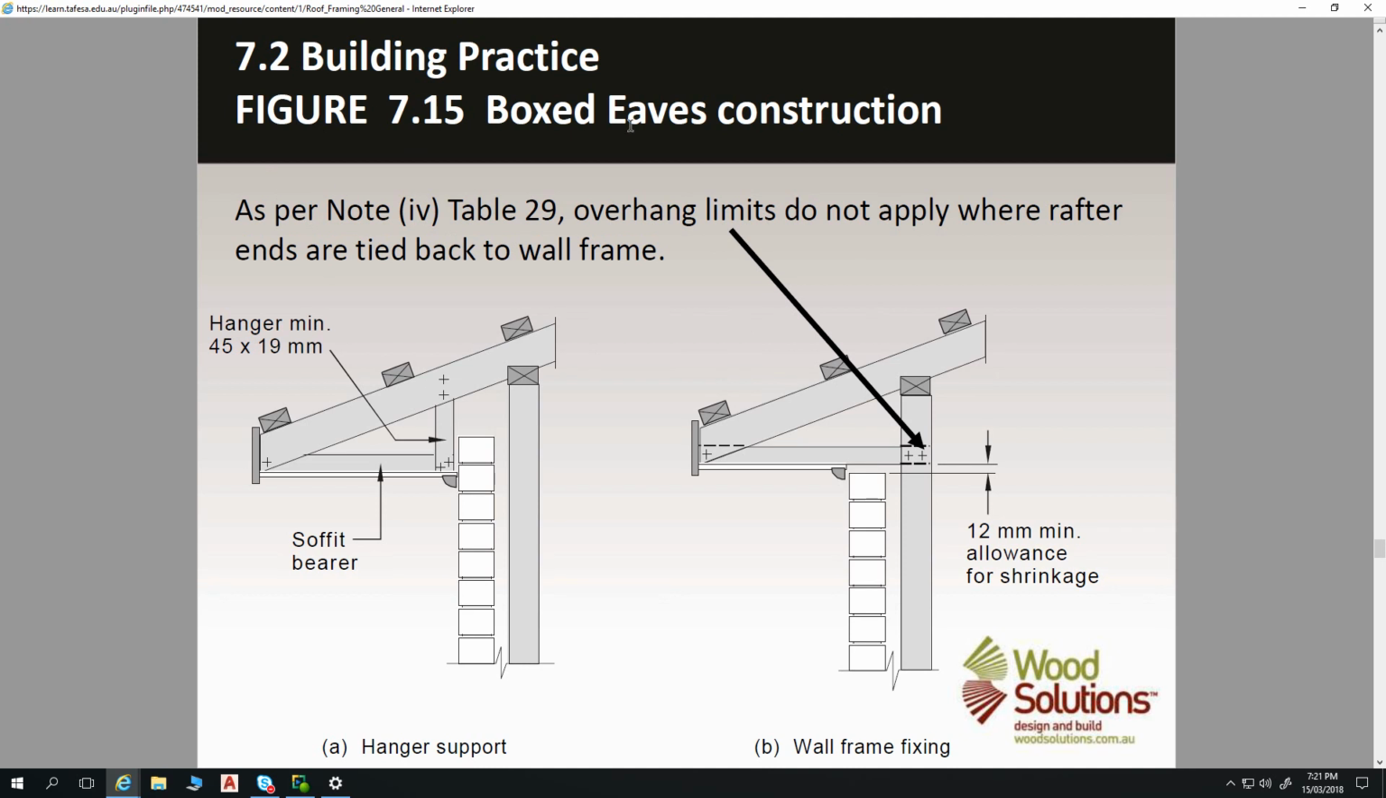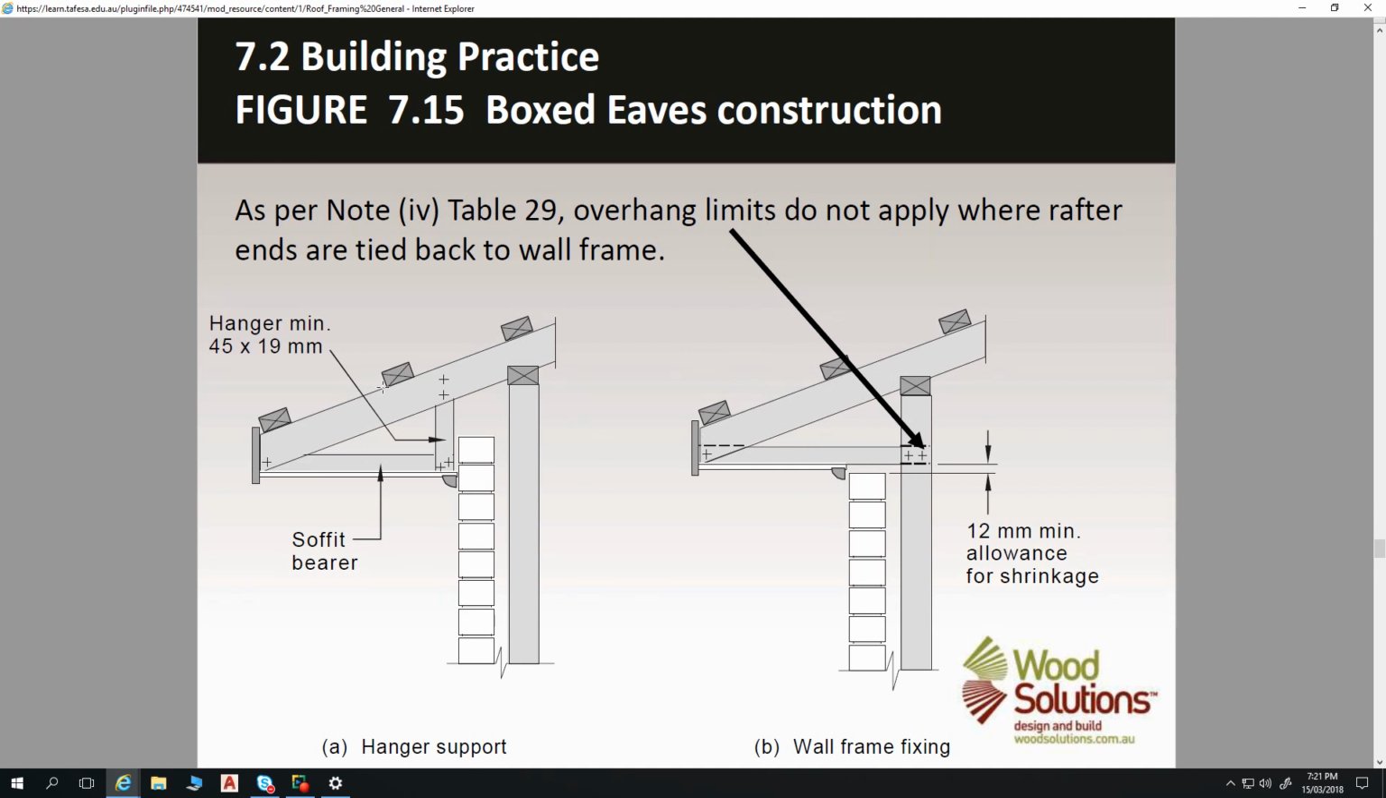So boxed eaves construction. Boxed eave construction enables you, when you're doing the span tables for your rafters, if you have to include an eaves span, that can make you use much larger rafters. So boxing your eaves, tying it back with a seat bearer, cuts down the span of our eave here, which enables the use of smaller rafters.